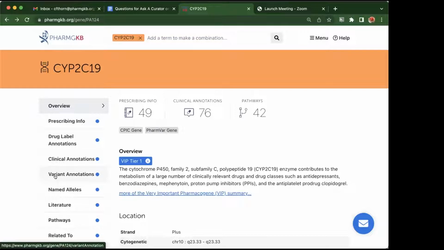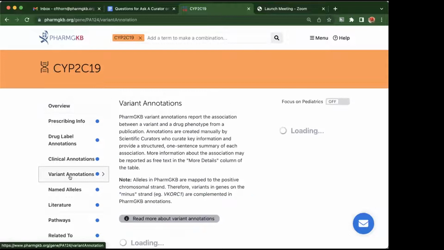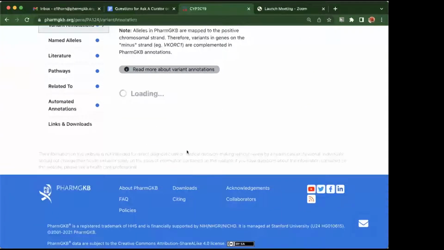And so if you're wanting the most up-to-date things that we have in PharmGKB on particular gene-variant, drug-variant, phenotype relationships, you're going to be coming to the variant annotations. So that's this sidebar here, and there's a lot for 2C19, so it's taking a second to bring it up. Hopefully no one on our team has been breaking things while we're doing this. Here we go.